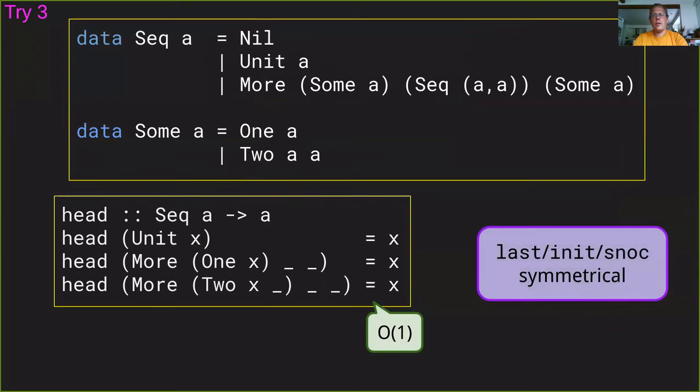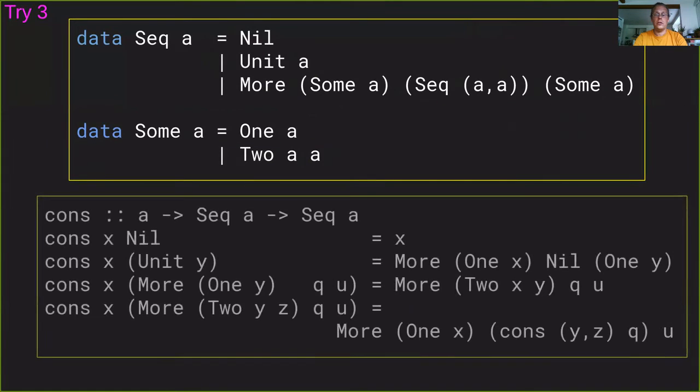And from now on, the insight is that last, init, and snoc are completely symmetrical to head, tail, and cons. So I'm not going to show you the implementation of last, init, and snoc. I'm just going to make sure that the data type design is symmetrical, and each of those 3 functions can be implemented in terms of symmetrical versions of the other 3 functions. So I'm not going to show you these functions, only head, tail, and cons.